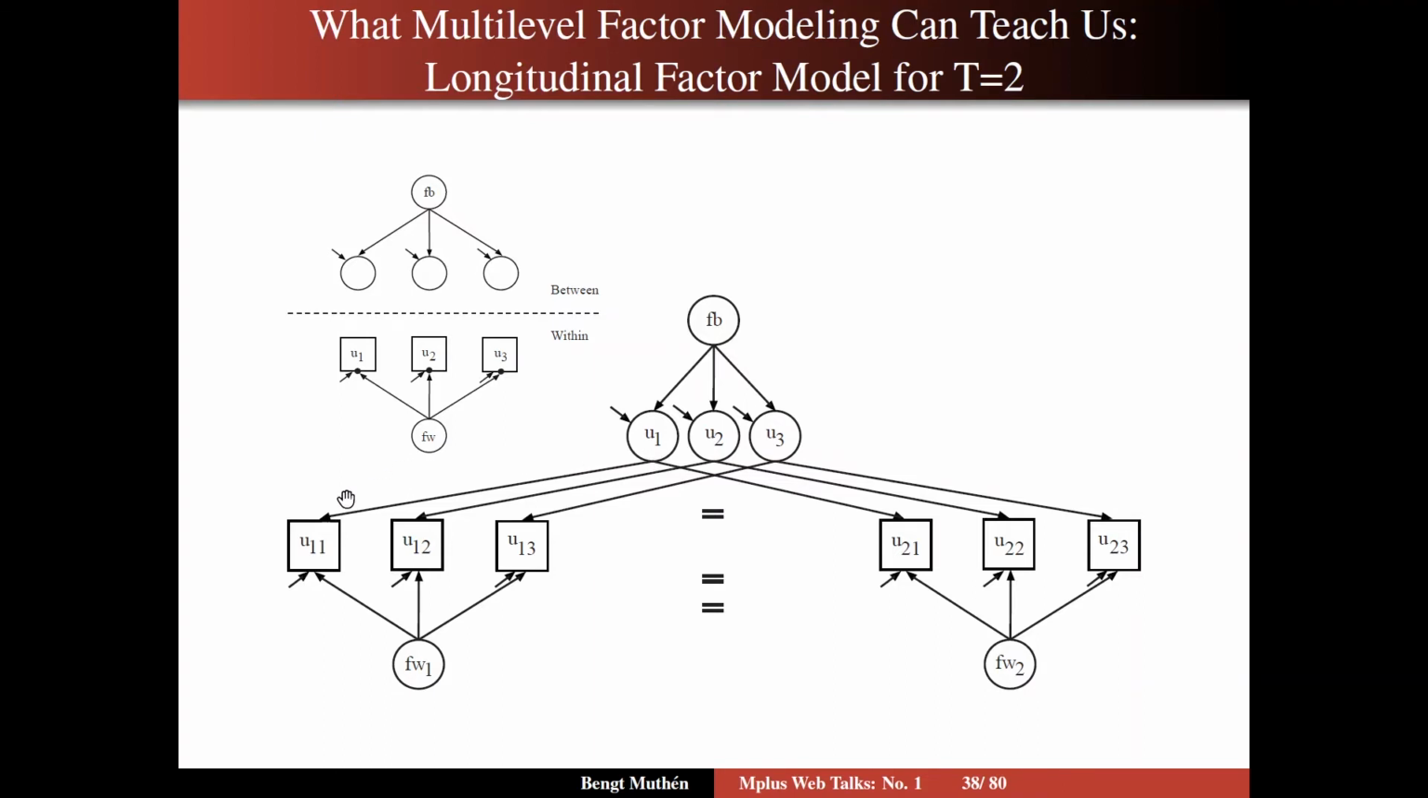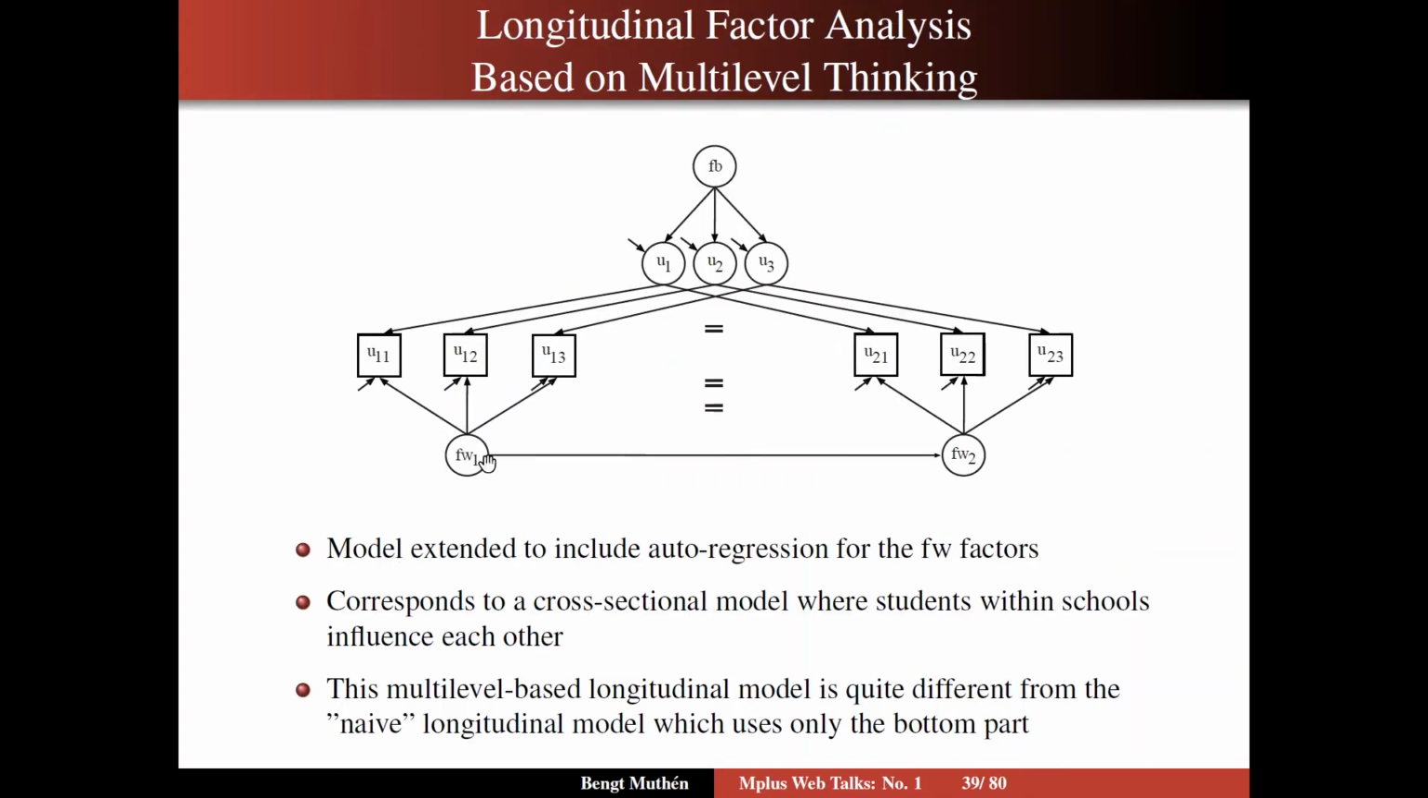Now what we cannot do in standard multi-level factor analysis settings is have any relationship between FW1 and FW2. But once we have moved over to the wide format, we can have this influence. So the model is extended to include, in this case, an autoregression for the FW factors. And you actually have a residual arrow here as well.